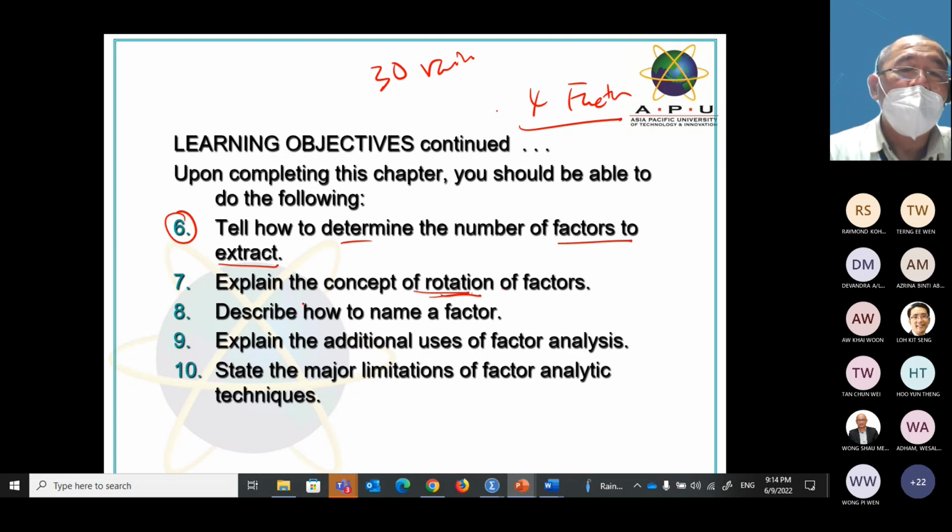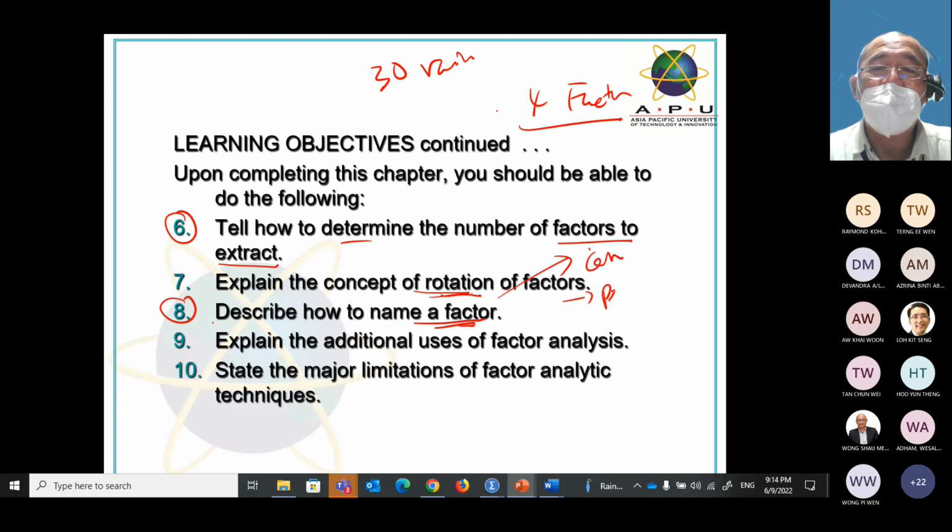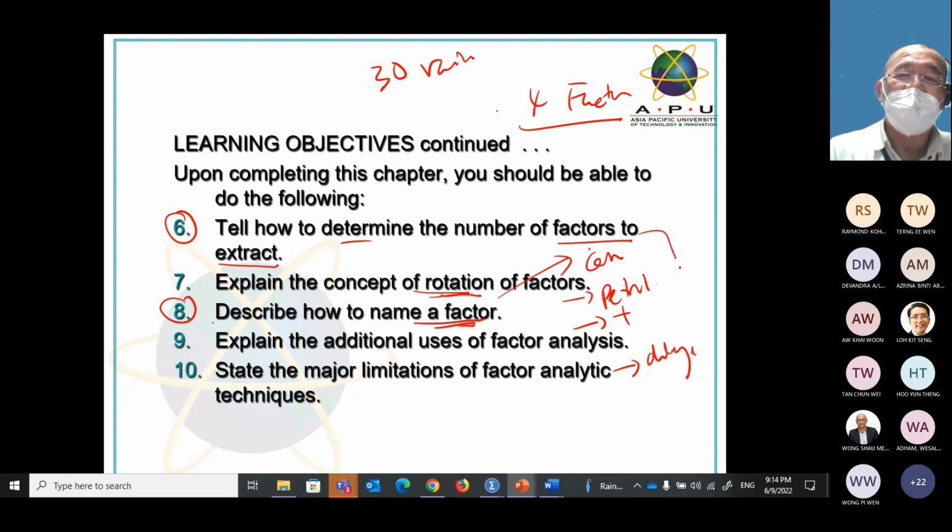So how do we name a factor? We discussed a bit in the previous class. Remember, some employees said today I'm late to the office because my car is broken. Some say maybe petrol finished. Then some say the traffic jam. Some say the LRT delay. For example, all these are transportation problems. You name it as transportation.